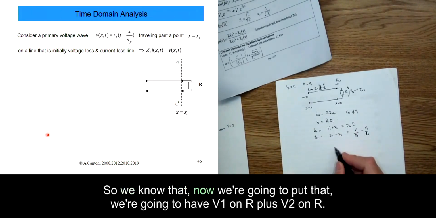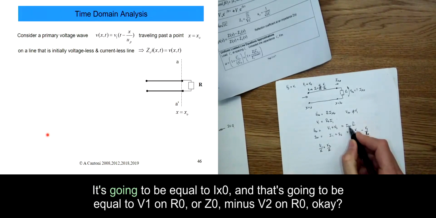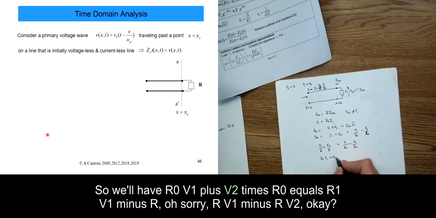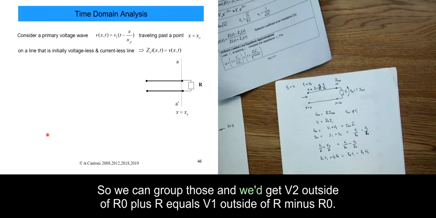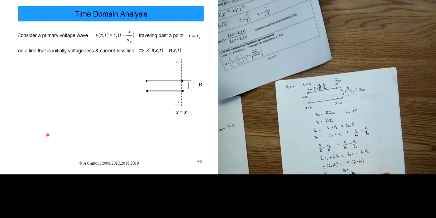So we're going to have V1 on R plus V2 on R, and that's equal to Ix naught, which is equal to V1 on R naught, or Z naught, minus V2 on R naught. So we'll have R naught V1 plus V2 times R naught equals R V1 minus R V2 ... we can group those and get V2 outside of R naught plus R equals V1 outside of R minus R naught. So V2 on V1 equals R minus R naught on R naught plus R.